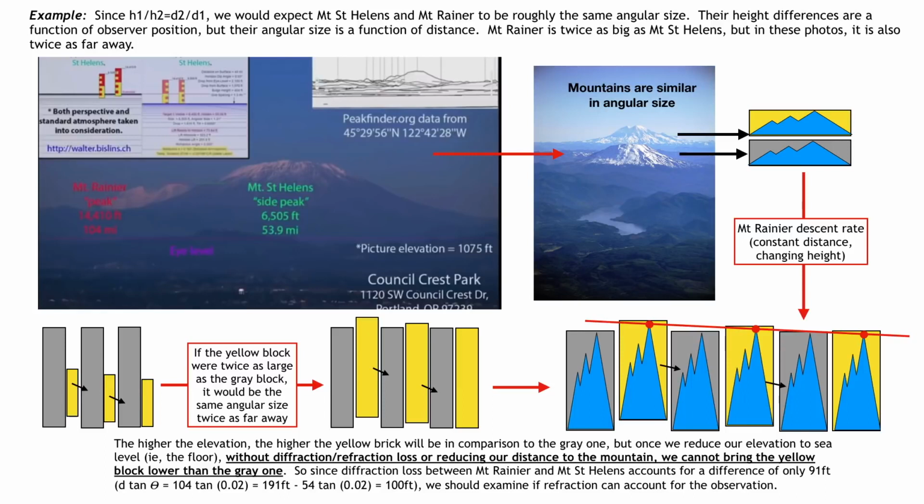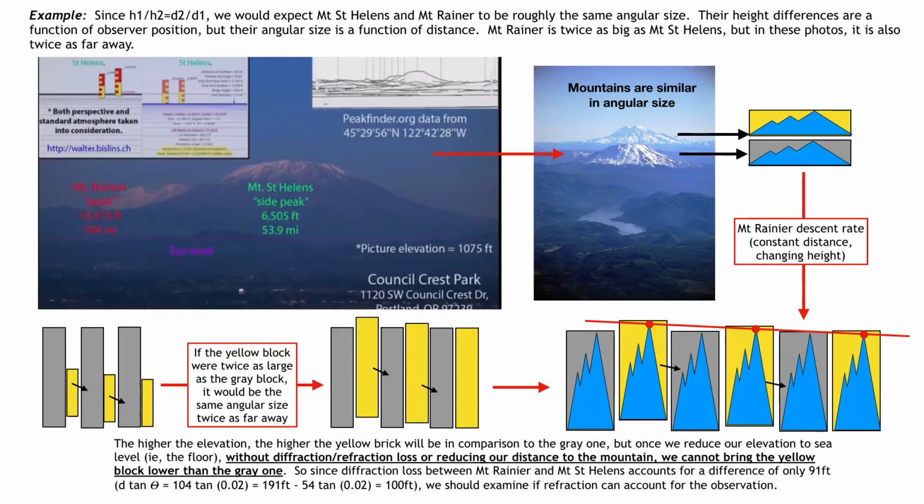But when I get lower down, does Mount Rainier ever get to the point where it should reduce below Mount St. Helens? And I would argue no, it does not. Once you get down to the ground level of Mount St. Helens, Mount Rainier is twice as big and twice as far away, so its peak will be roughly the same height as Mount St. Helens.